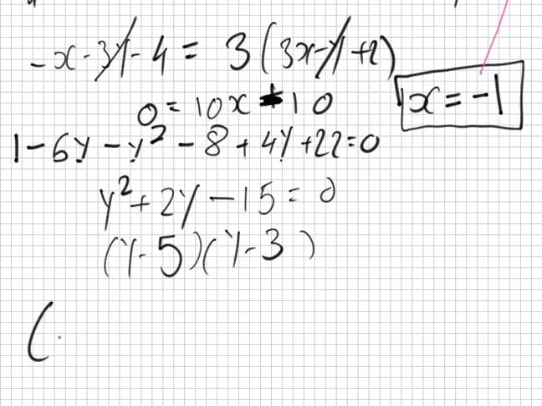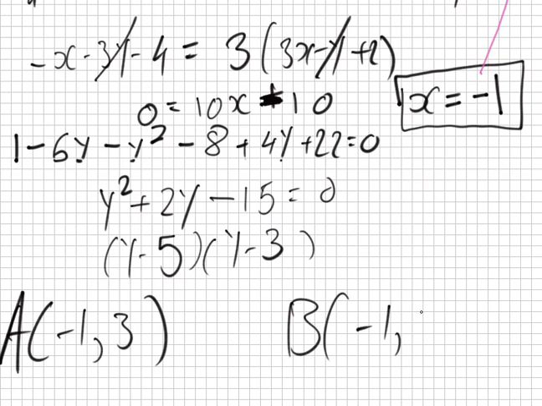So I have my answers. Minus 1, 3. That's the A. And then the B is minus 1, 5. Yeah, one of these is a plus, sorry. Plus here, isn't it? Makes that one the minus.